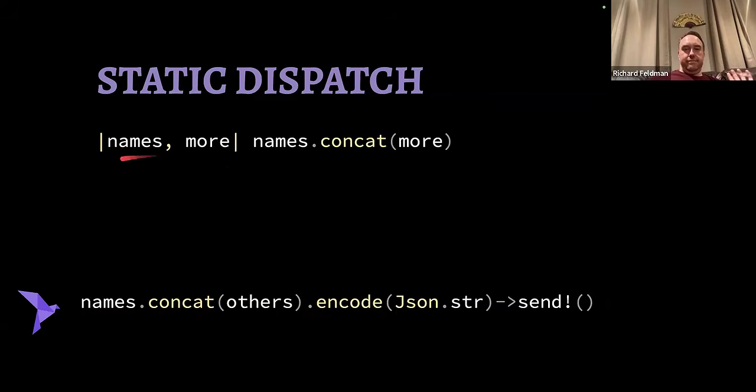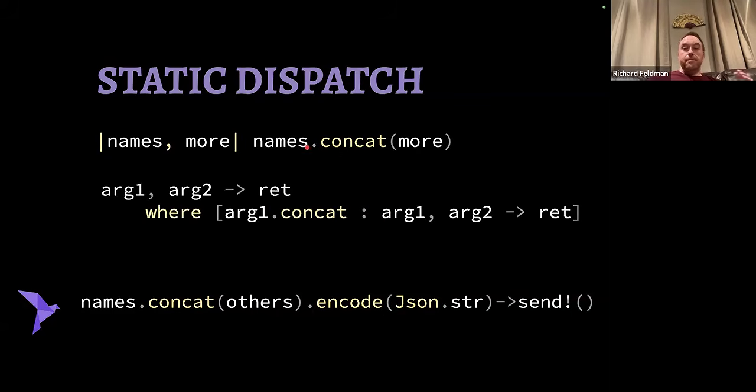But it's basically like a lambda. It takes two arguments. First one's named, second one's named more. Names.concat more. The inferred type of this will take a type variable named arg1, because remember, if you just put this into the Roc REPL, it's just going to say you haven't told me anything about any of the types here. All I know is that arg1 has a method named concat, like whatever the first argument is, and that concat method takes whatever arg1 is and an arg2 and then returns this return value.